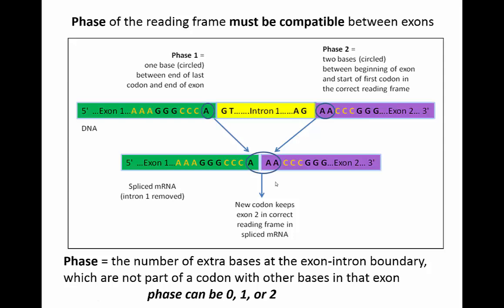Importantly, phases can either be 0, 1, or 2. And 0 simply means that there are no extra bases that are not part of a codon. And so if you have a phase of 0 at the end of one exon, you will need to also find a phase of 0 at the beginning of the next exon.